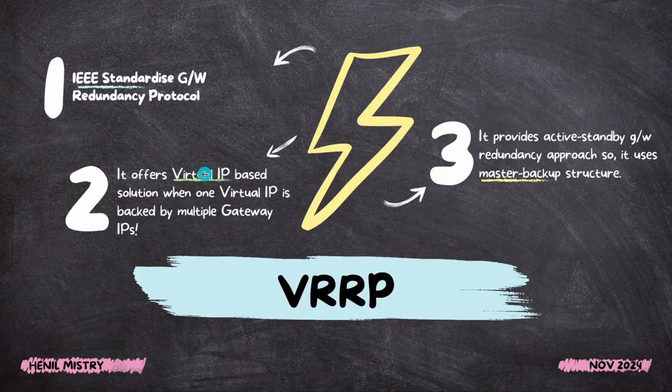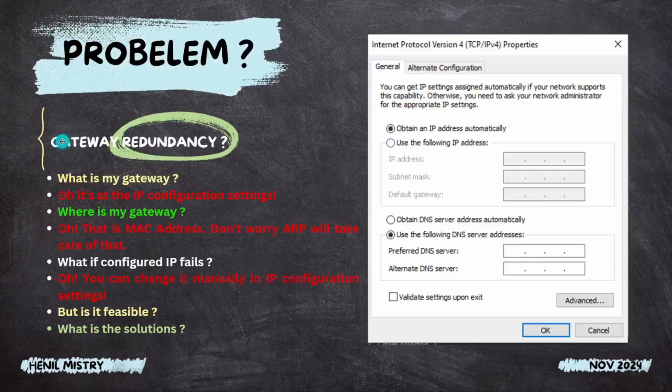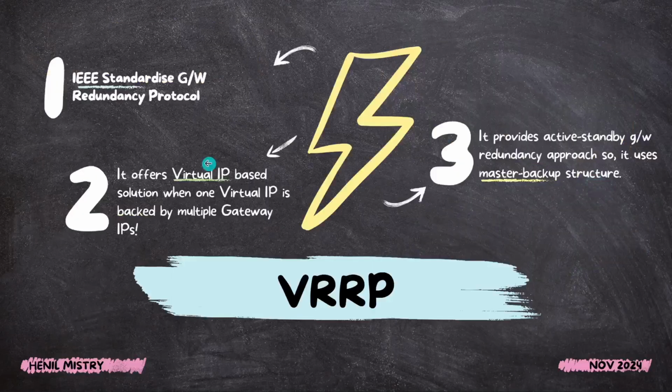And we don't have to worry about going into this configuration and changing the default gateway IP whenever there is a failure, because that will be taken care of by VRRP. So that is the main VRRP thing. And the third thing that we need to know is that it provides an active standby gateway redundancy approach. So it uses the master backup structure.